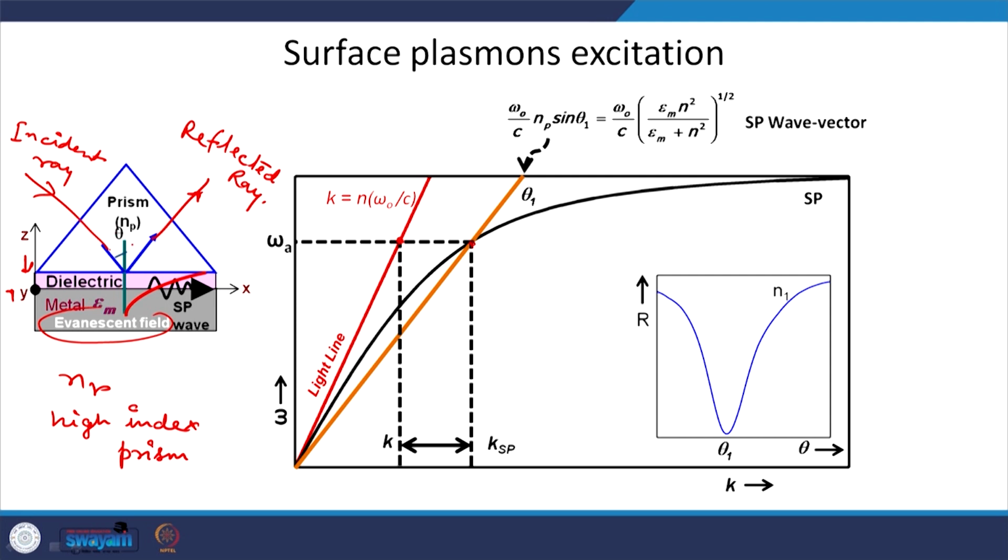So, what happens when it passes through the prism material as a function of angle? Because of the multiplication by NP, you increase the wave vector, and at a certain value of theta, for that particular frequency, you get a resonance. What will you see in the reflected light? If you measure the reflected power as a function of theta, at that value where the light line intersects the surface plasmon wave vector curve, you get a resonance dip for that particular refractive index of the dielectric medium.